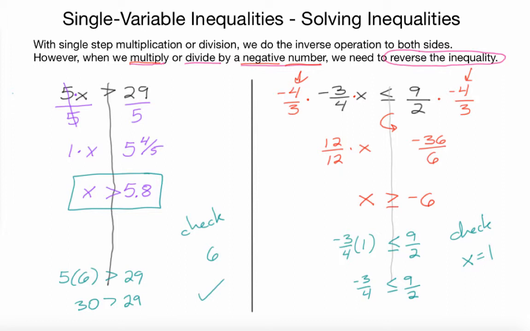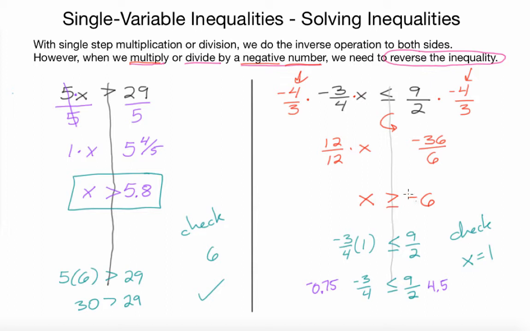The other thing I can do to make it a little more tangible would be to turn it into decimals. Negative 3/4 is the same as negative 0.75. Use my calculator to do that. 9/2 is the same as 4.5. And then you can clearly see, yes, 4.5 is greater than or equal to negative 0.75. So this does check out.